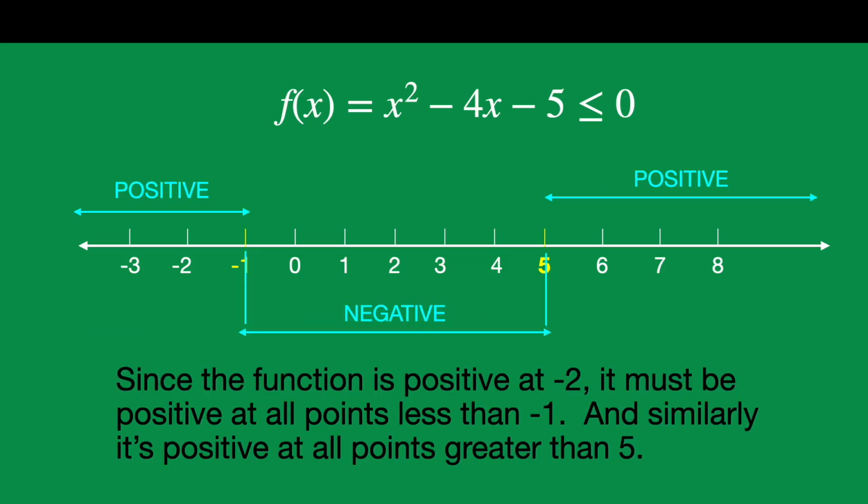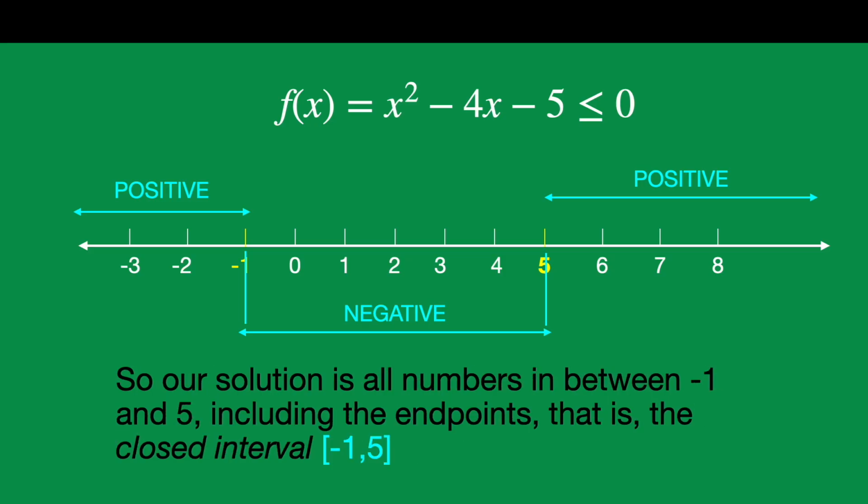Since the function is positive at minus 2, it's got to be positive at all points less than minus 1, because we can't cross left of minus 1. And also it's positive at all points greater than 5. So our solution has to be all numbers in between minus 1 and 5, including the endpoints. And we write that as the closed interval from minus 1 to 5.